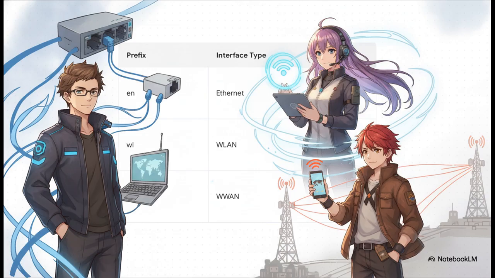A prefix of EN means it's a wired Ethernet connection, WL indicates a wireless local area network, and WW means mobile broadband. So just by looking at the first 2 letters, you immediately know exactly what kind of hardware you're dealing with. It's one of those great aha moments when you realize just how intuitive it is.